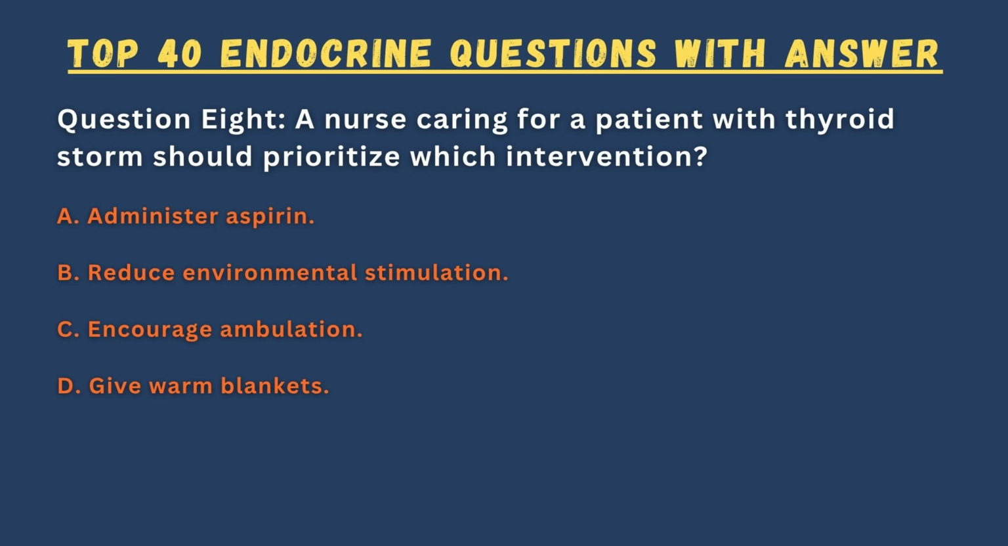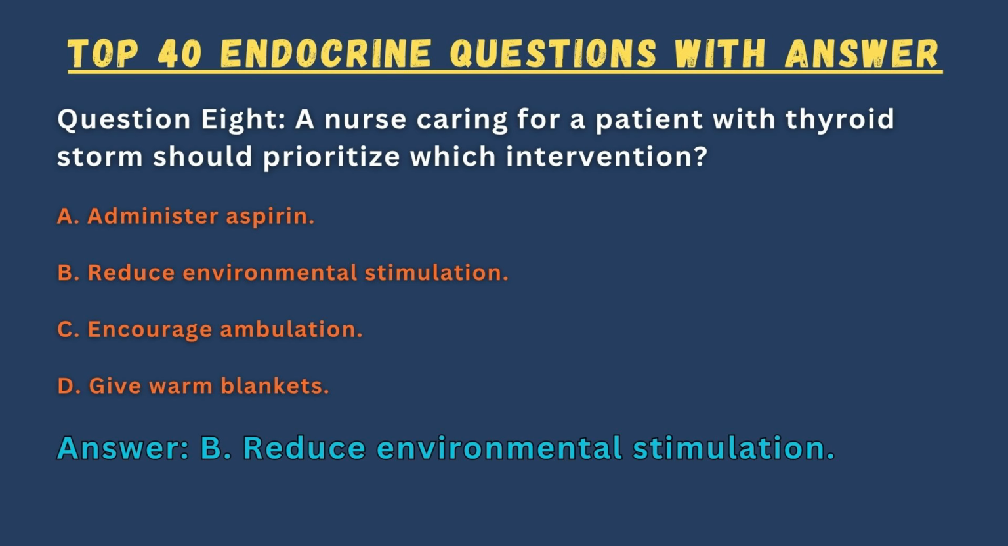Question 8. A nurse caring for a patient with thyroid storm should prioritize which intervention? A. Administer aspirin. B. Reduce environmental stimulation. C. Encourage ambulation. D. Give warm blankets. Answer. B. Reduce environmental stimulation.